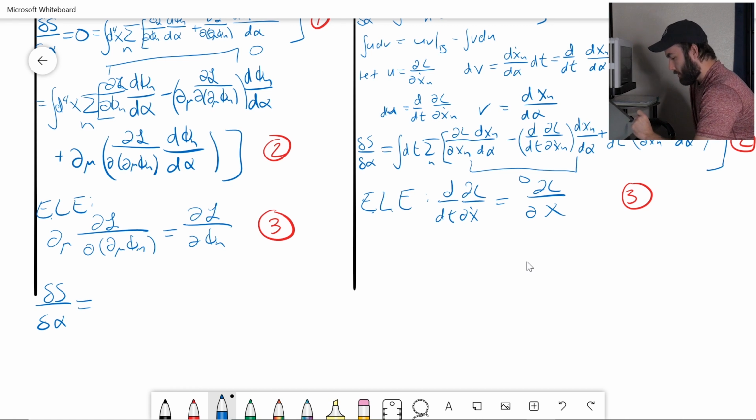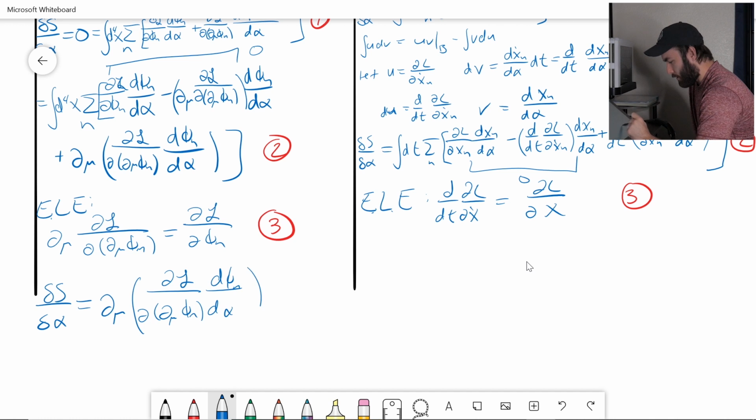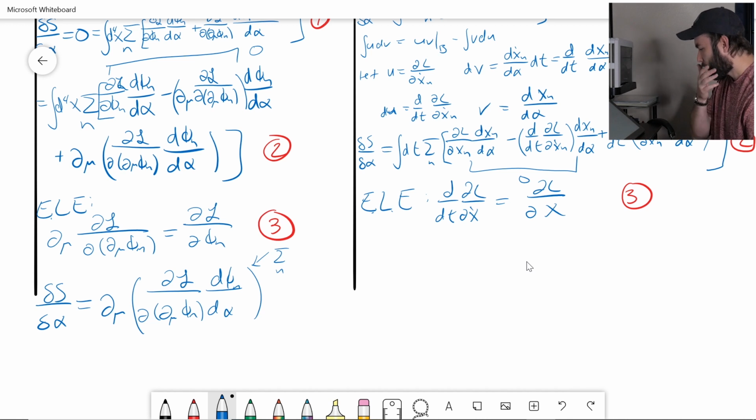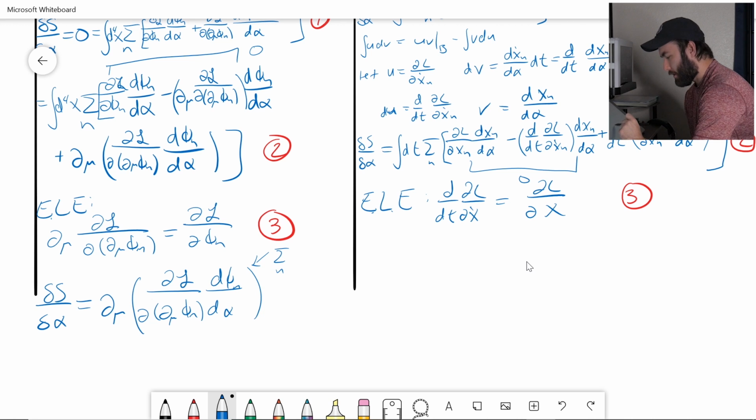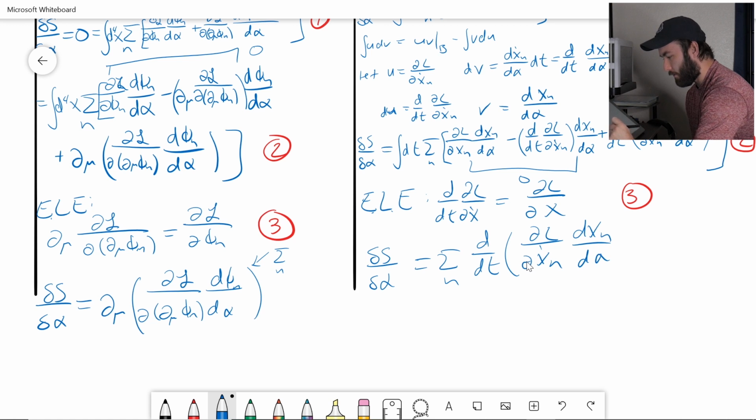just this term, d_mu of dL/d(d_mu phi_n) times d phi_n d alpha. Oh yeah, sum over n. And on the left hand side we get dS/d alpha is equal to the sum over n of d/dt of dL/dx dot_n times dx_n d alpha.